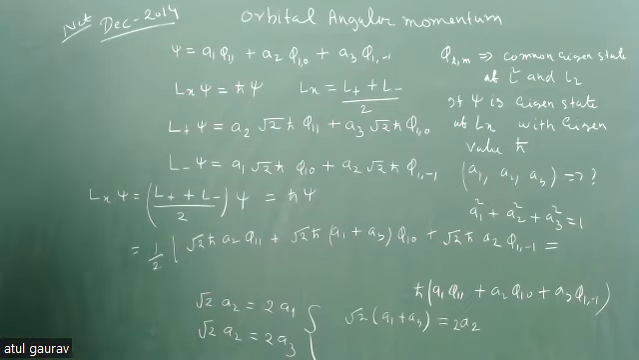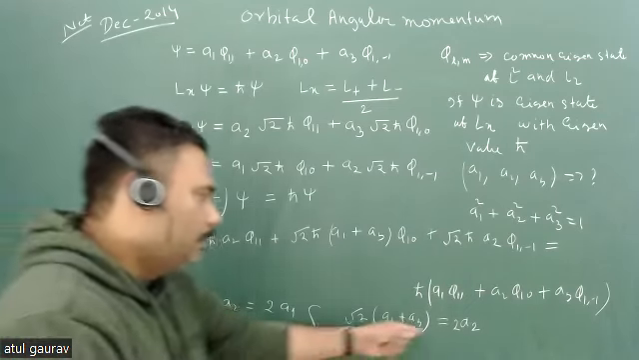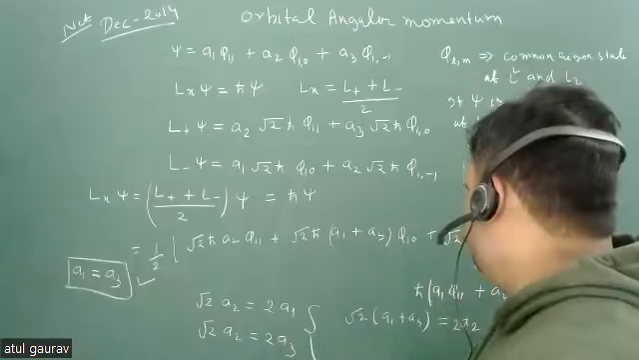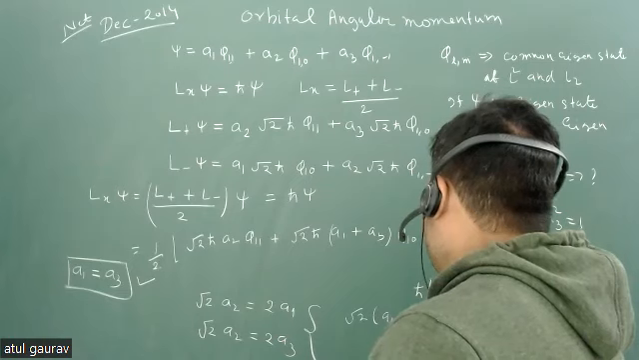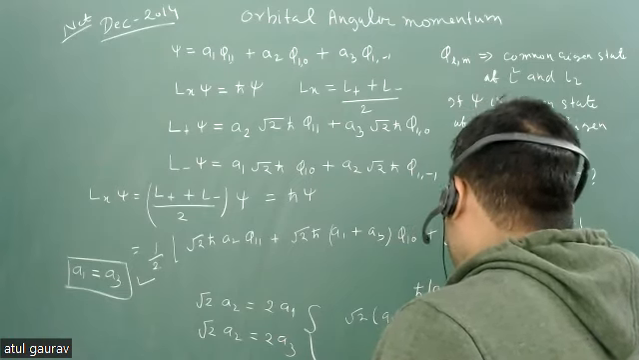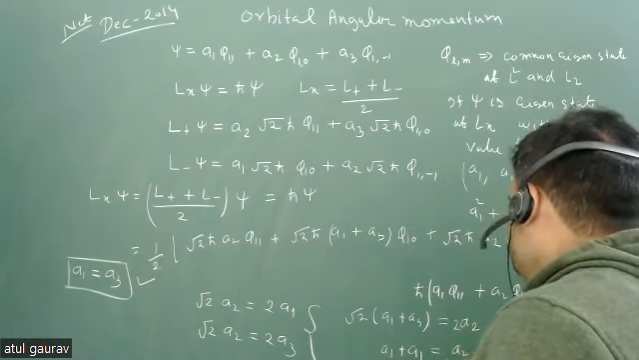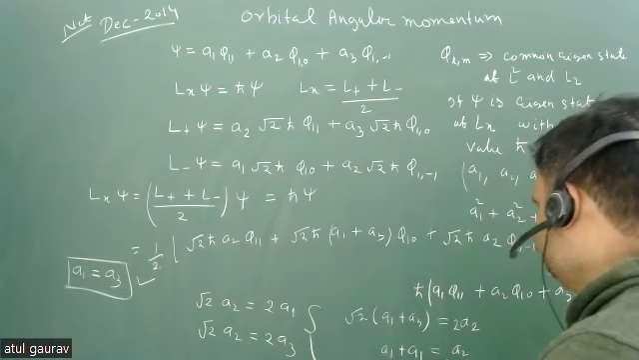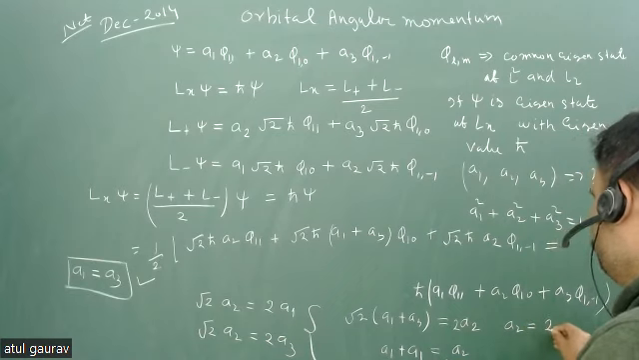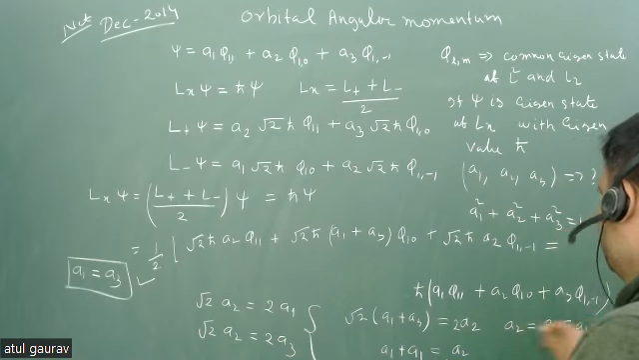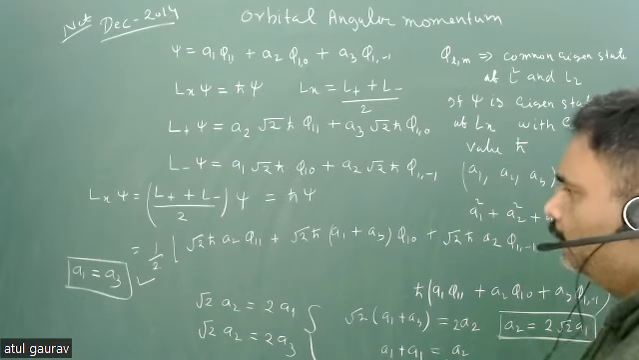Sir, A1 is equal to A3. Very good. The first conclusion is A1 is equal to A3. What is your second conclusion? So here I can put A3 is equal to A1. So I have A1 plus A1 is equal to A2 by root 2, isn't it? So what is your A2? A2 is equal to 2 root 2 A1. So this is my second equation.